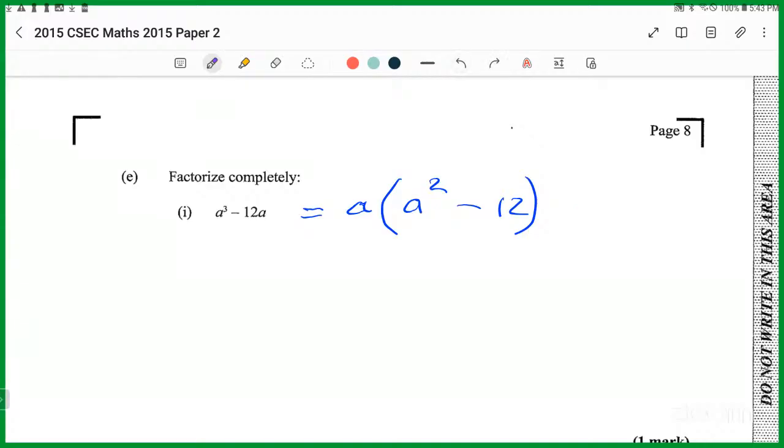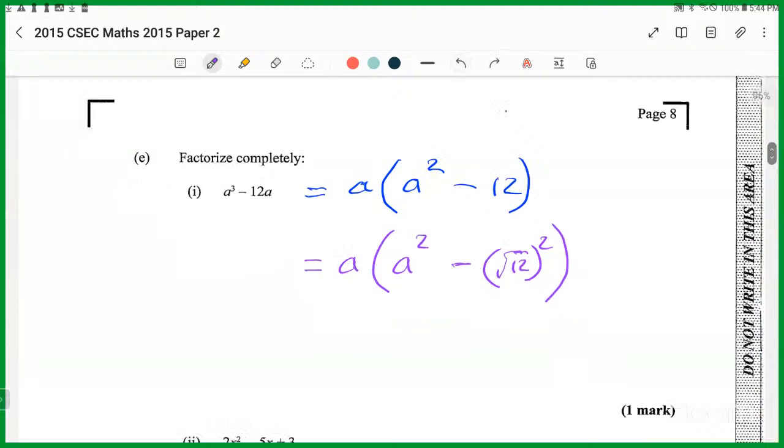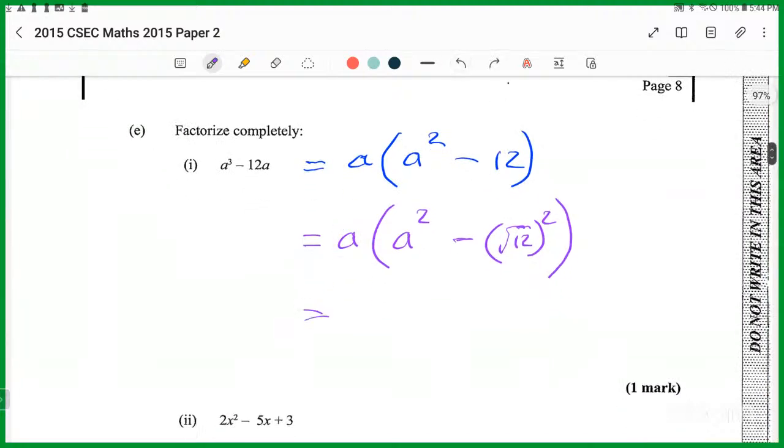But if you really want to do it completely, we can turn this into a square by doing this. So we're going to factorize this a back. And then I'm going to write a squared minus, and turn this 12 into the square root of 12 squared. Then this is the difference of two squares. And so it will become this a out here.